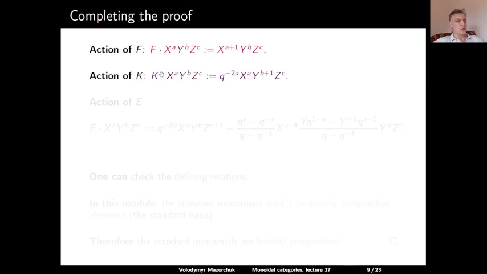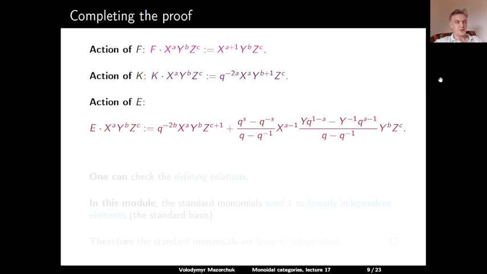K acts on the monomial x to the power a, y to the power b, z to the power c by raising the exponent of y by 1. But also we have to compute K via all x's, which means via f's. So there is also a price to pay, which is the factor q to the power minus 2a. The action of E is complicated.